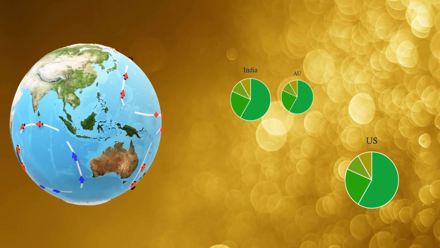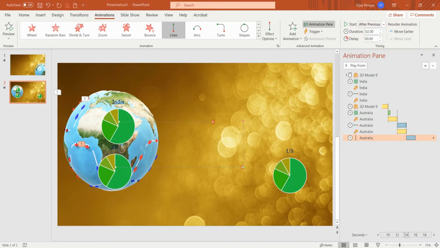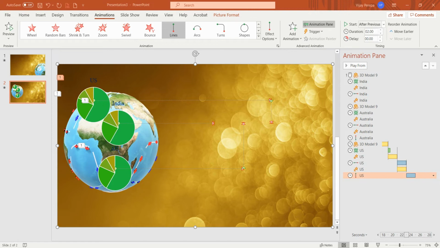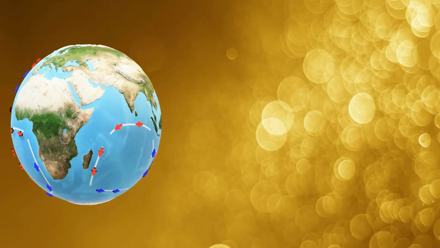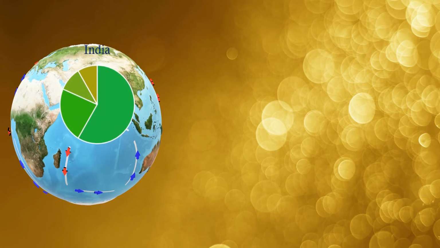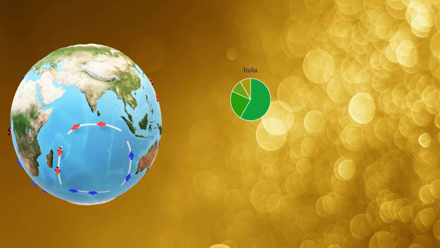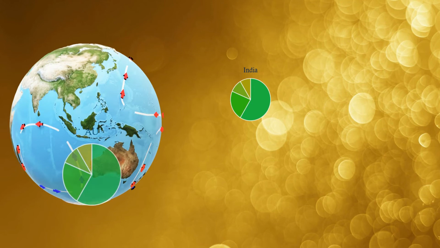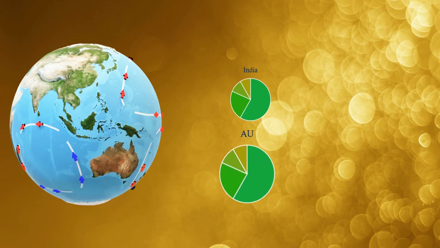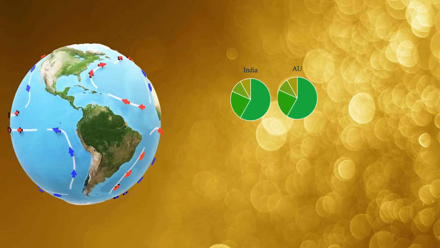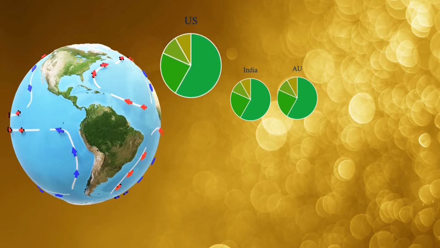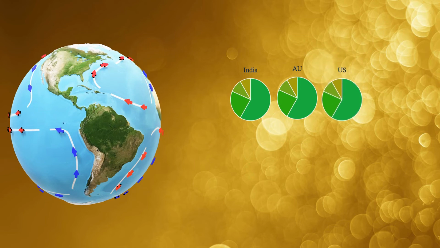Likewise, let me add US and just show you. After animating the US chart also, the final slideshow is like this. If I click once, rest everything is aligned because I've set up with previous and after previous for each animation. So India, then Australia, the globe is turning left, and then next US. Now the globe is turning right. Once the US arrived, the chart is becoming bigger and coming in, standing next to Australia.